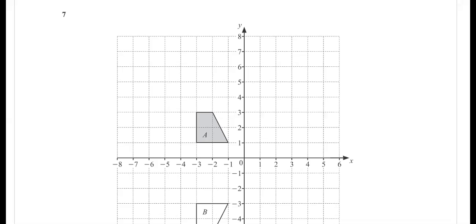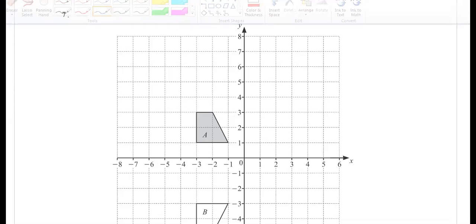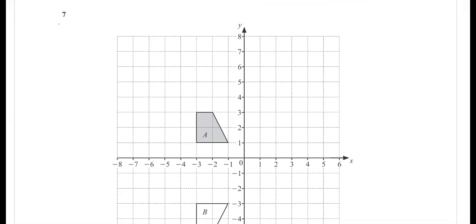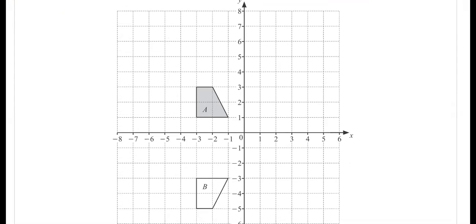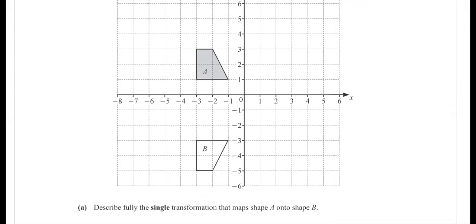Now this is question number 3 for October-November 2019, question number 7. Here you can see this diagram. In part A, we have to describe fully the single transformation that maps shape A onto shape B. So we have to describe this transformation.